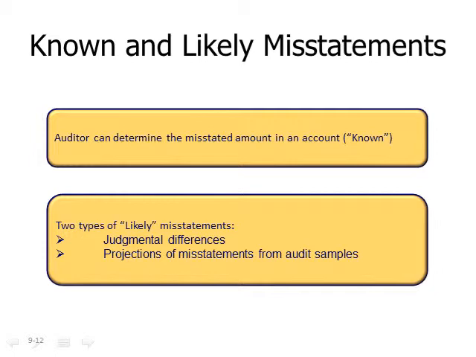And so here we're talking about this idea of misstated accounts, and we can say that an auditor can usually determine between known or likely misstatements. A known misstatement is when we can determine what the amount is misstated in an account. Likely misstatements are generally based on judgmental differences and projections of misstatements from audit samples. So again, we have this idea between a known misstatement and a likely misstatement.